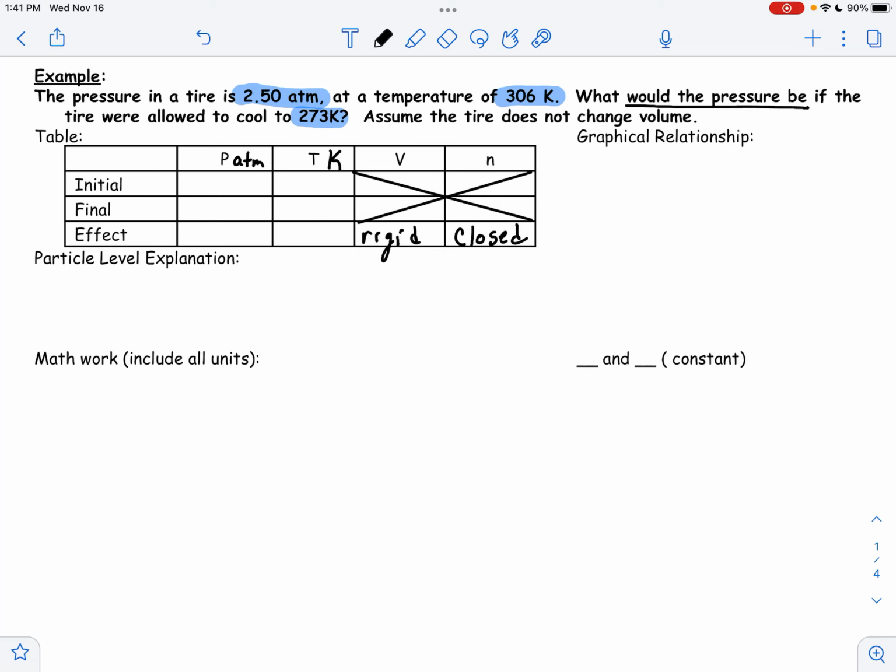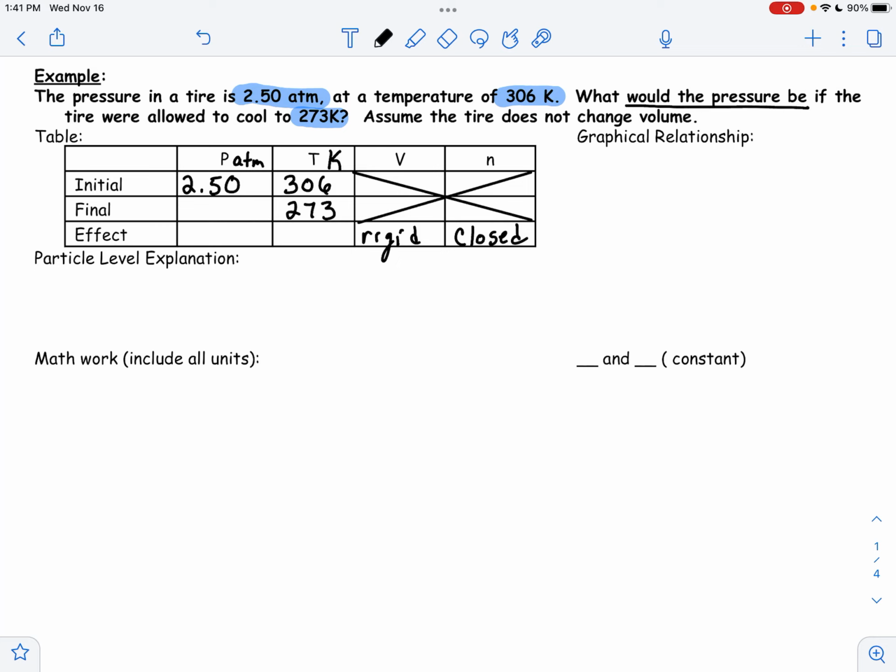With my initial pressure, it's going to be 2.50. Yes, you must write the 0 because of the digit of estimation. My initial temperature is 306 Kelvin. My final temperature is 273 Kelvin.